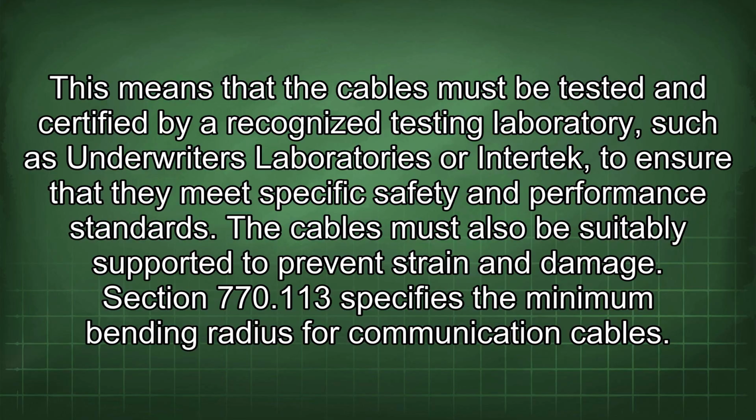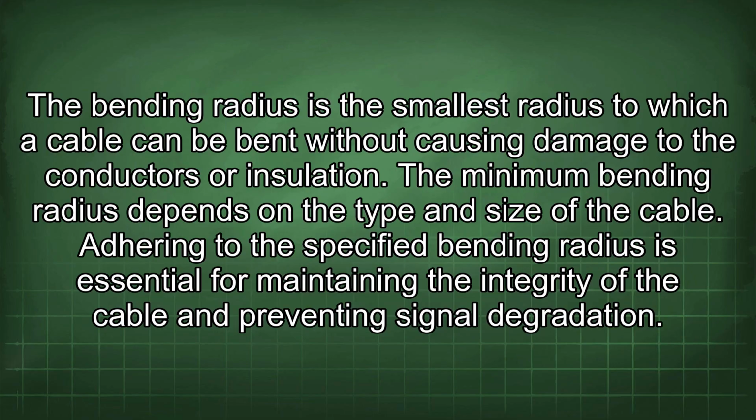Section 770.113 specifies the minimum bending radius for communication cables. The bending radius is the smallest radius to which a cable can be bent without causing damage to the conductors or insulation. The minimum bending radius depends on the type and size of the cable. Adhering to the specified bending radius is essential for maintaining the integrity of the cable and preventing signal degradation.